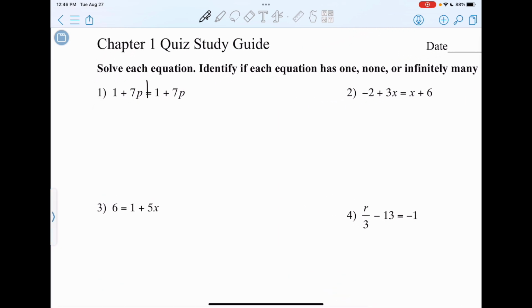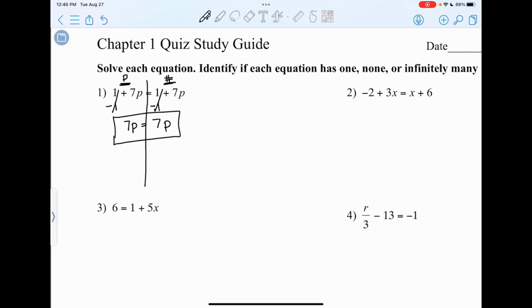I'm going to draw my equal sign. And notice how I have a variable on both sides. So I'm going to say that the left is my p side and the right is my number side. Since 1 does not have a p, I'm going to subtract it to both sides. And I subtract it from the 1 since those are like terms. And I am left with 7p equals 7p.